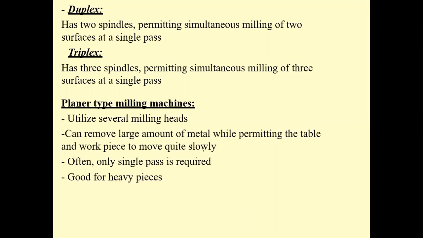So the next type of milling machine is the planer type milling machine. Maybe in the last chapter you've seen the shaper, slotter, and planer. In a planer-type machine, if you have a milling cutter mounted on the spindle heads, then that kind of milling machine is called a planer type milling machine.